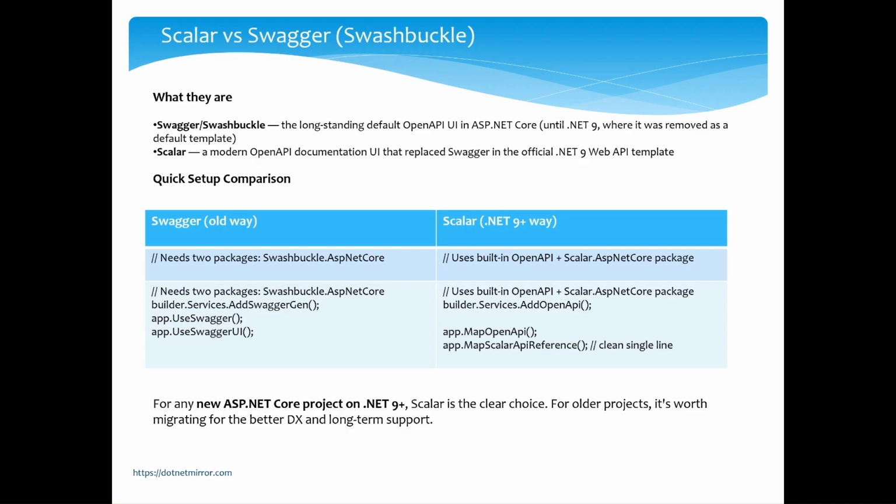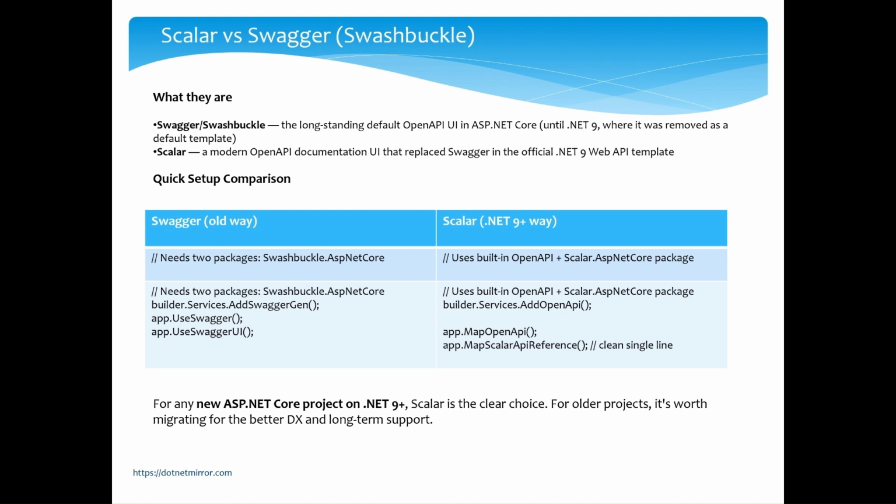Let's do a quick side-by-side comparison between Scalar and Swagger, especially using the Swashbuckle implementation. Swagger via Swashbuckle has been the long-standing default OpenAPI UI in ASP.NET Core for years. However, Microsoft made a significant shift and removed it as the default template starting in .NET 9. Scalar stepped in as the modern replacement in the official .NET 9 Web API templates.